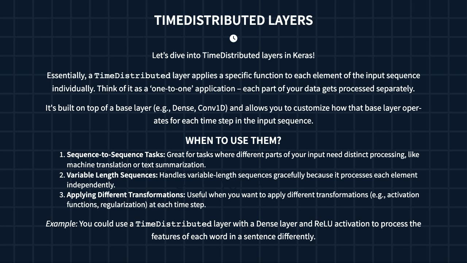They are built on top of another layer, and they shine when you need different treatments at different parts of the input. This is especially useful in sequence-to-sequence tasks like translation or summarization, and when dealing with sequences that have variable lengths. You could use them to apply different transformations, like different activation functions, to each element, giving you more control over how information is processed.